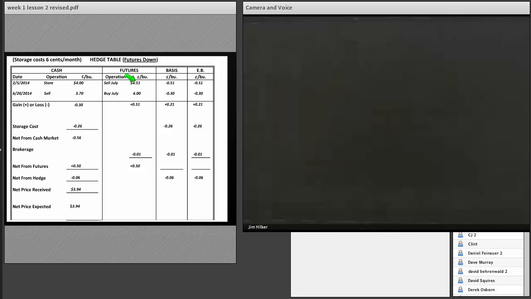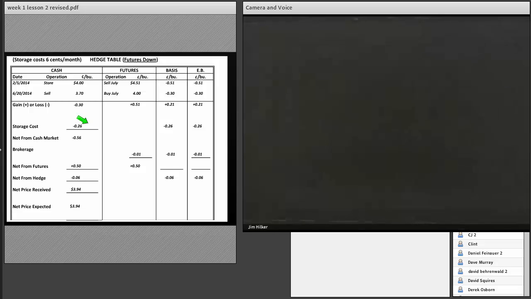We sell it for $4.51. So all these numbers are the same. Now, what number's different? This number right down here. Right there. Okay? Why did I get the $4, the 6 cent storage here? I just want to go towards that 26 cents. So we have the 26 cents. Now, as we go through this, that's the difference.